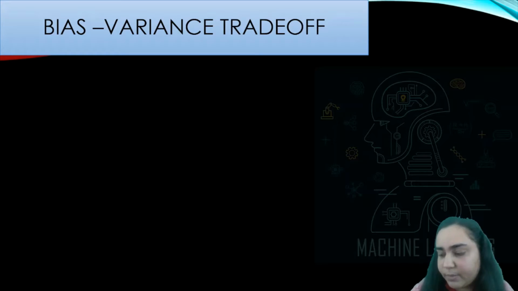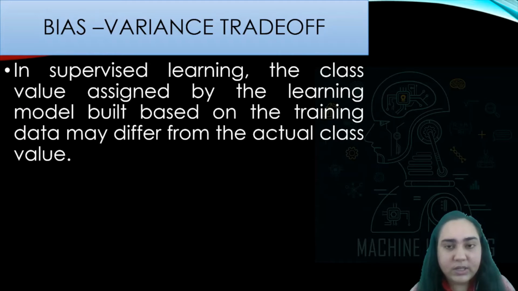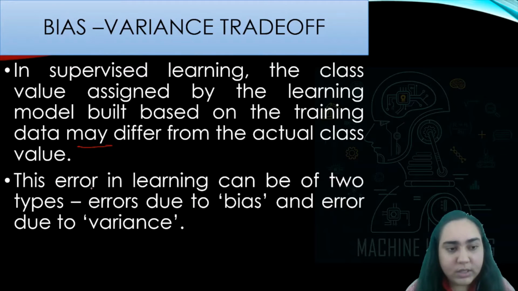Now let's talk about the bias and the variance trade-off. So in supervised learning, the class value which is assigned by the learning model, built on the basis of training data, may vary from the actual class value, right? We know that the machine learning model is definitely not 100% accurate. So whatever prediction it is making might be different from the actual scenario. And this error can be of two types. There can be two types of errors in prediction. One is due to bias, another one is due to variance.